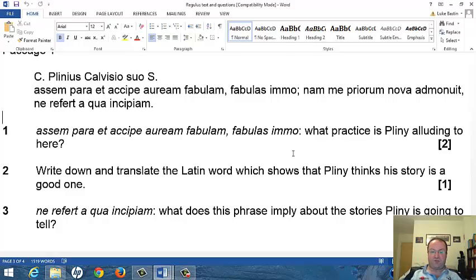Okay, write down and translate the Latin word which shows that Pliny thinks his story is a good one. Well, it's auream, golden. Okay, golden, not in the sense of the actual metal, but in the sense of priceless in content. Okay. Ne refert a qua incipiam, so nor does it matter from which one I begin with. Okay, what does this phrase imply about the stories Pliny is going to tell? They're all brilliant. They're all aurea. Okay, very, very simple when you know what's going on. Okay, so that's section 1.